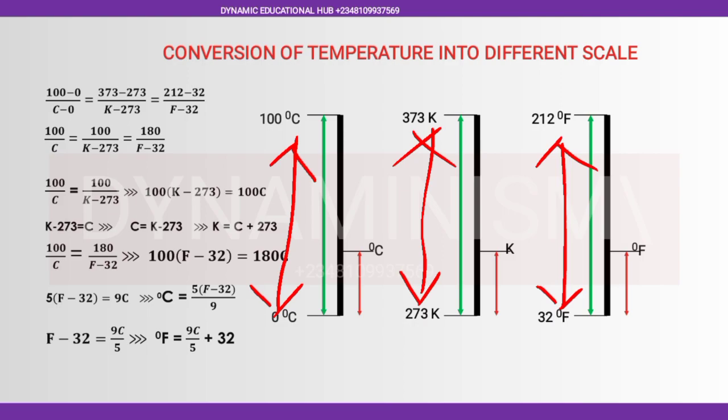Now, the difference between the upper and the lower fixed point over the difference between the temperature you want to measure, the value you are reading here, and the lower fixed point must be constant for all the scales. Let's do it. 100 minus 0 over C minus 0 must be equal to 373 minus 273 over K minus 273, where this is our K here, which is equal to 212 minus 32 over F minus 32. Now, at the end of the day, you get this.